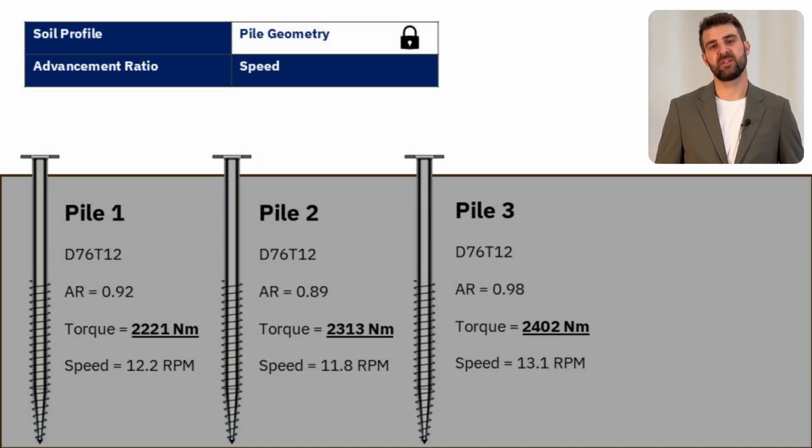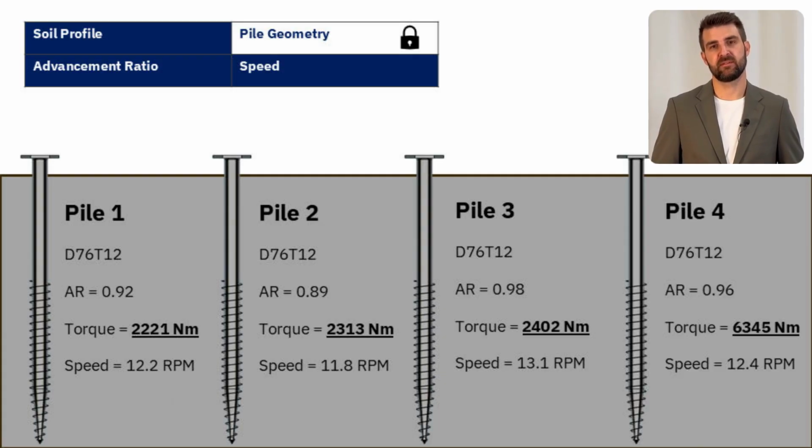And then we had pile 3, same pile type, the best installed pile with an advancement ratio of 0.98 and a speed of around 13 RPM. It measured a torque of around 2,400 Newton meters during the last rotation. Then we have the last pile, pile 4, same pile type, and was installed with an advancement ratio of 0.96 and a speed of 12 RPM. It measured a torque of around 6,300 Newton meters during the last rotation.